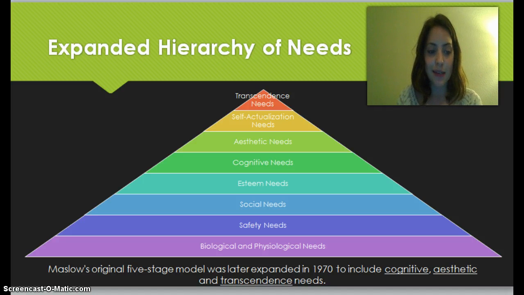Here is an updated visual of his expanded hierarchy of needs. Maslow's original 5-stage model was later expanded in 1970 to include cognitive, aesthetic, and transcendence needs. You'll see that cognitive and aesthetic come after esteem needs but before self-actualization, and transcendence needs is the new highest level on his pyramid.